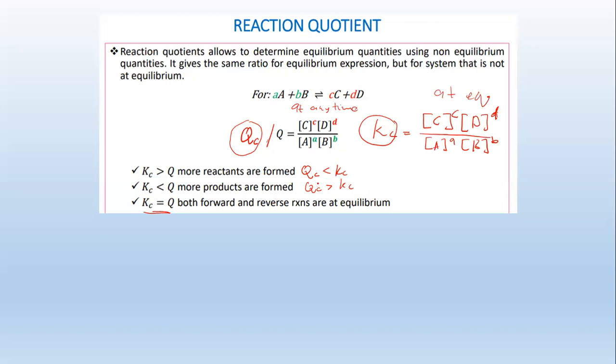So this is what I want you to know. When the Q that we have just calculated is less than the equilibrium constant, it means we have more reactants. So if we have more reactants, equilibrium will shift to the right. We're going to explain this, don't worry, everything will make sense. And when Qc is greater than Kc, that means we have more products. So if we have more products, the equilibrium position will shift to the left.